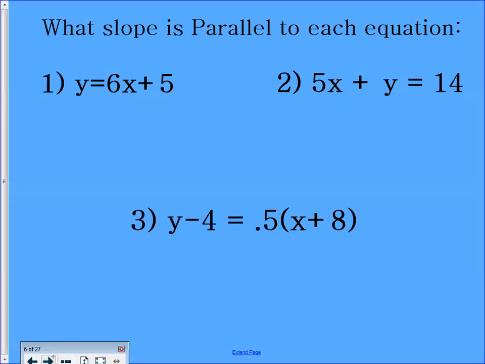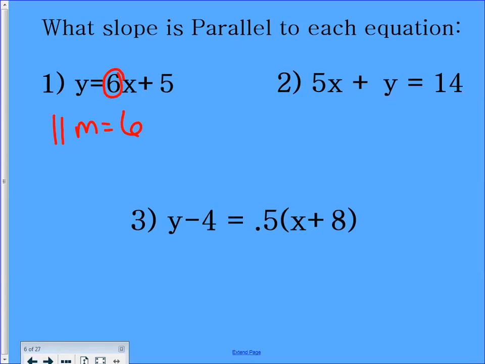All right, what is the slope that is parallel to each of these equations? Well, that means you have to find the slope for each of them. So this one is in slope intercept. My slope is where my x is. So there's my slope there. So my parallel slope is 6. Okay, whenever you see me put these two lines here next to M, that right there, by the way, is the symbol for parallel.